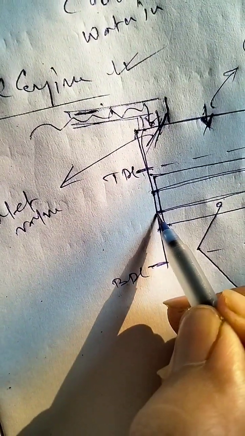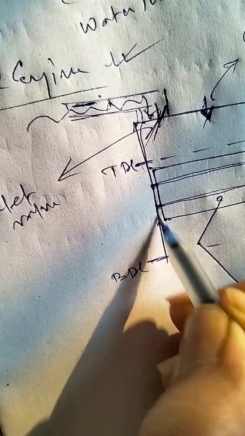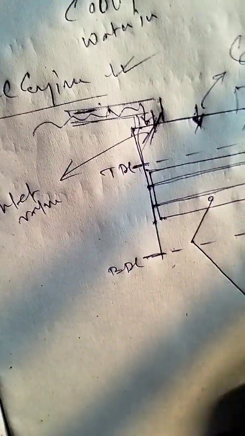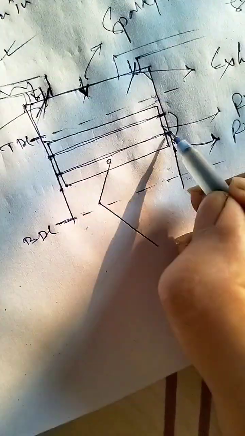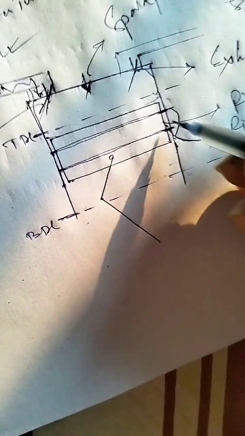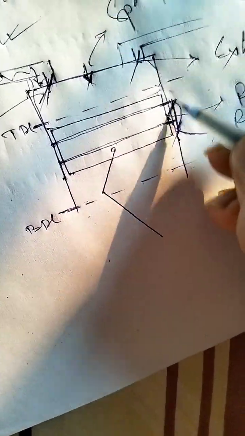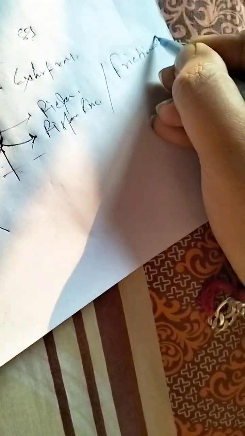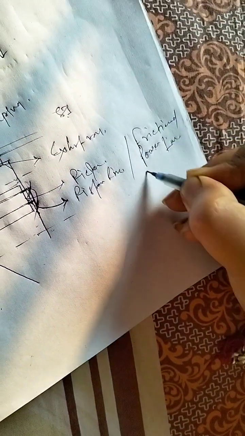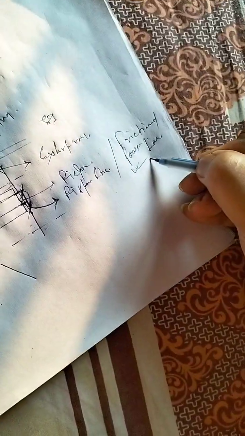The piston rings are continuously in contact with the cylinder. Because of that, when the piston moves from one dead center to another dead center, the continuous contact of the piston rings with the cylinder creates frictional power loss. So it is one type of loss we get. All right, I will talk about it later.